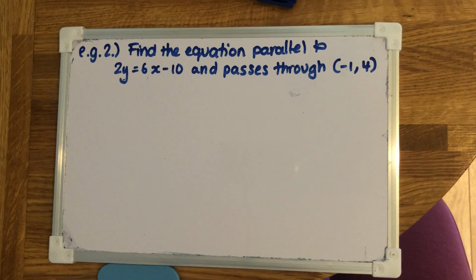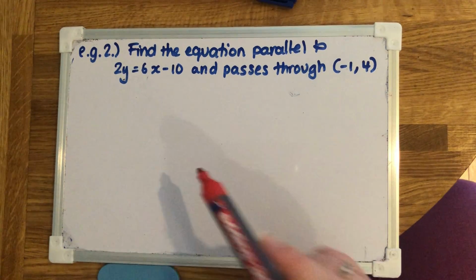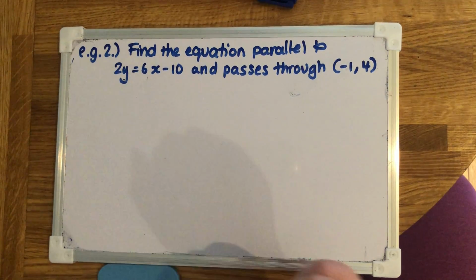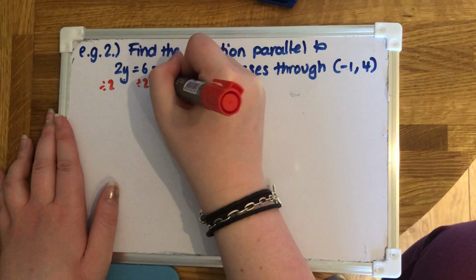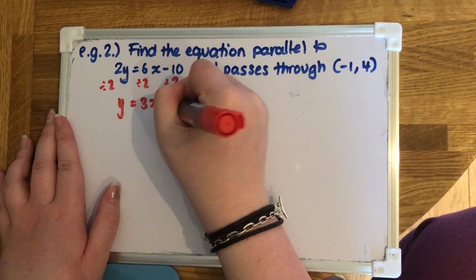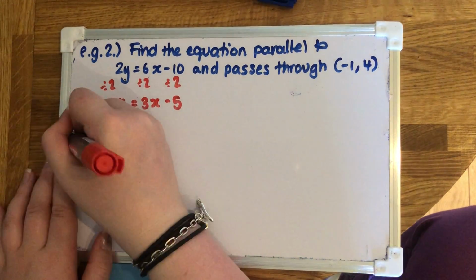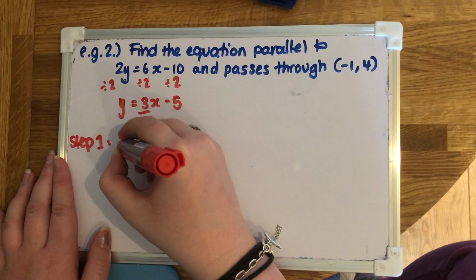Okay, so find the equation parallel to 2y equals 6x take away 10, and passes through -1, 4. There we go. Okay, now when we did finding gradients of lines, I said that you could get more complicated ones like this because it has to be y equals, it can't be 2y. So before we can even find the gradient, we need to divide the whole equation by 2. And we get y equals 3x subtract 5. Okay, so step 1 was to find the gradient. We now know the gradient is 3.